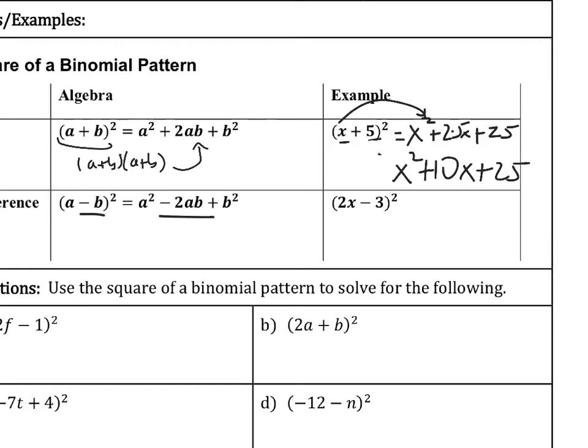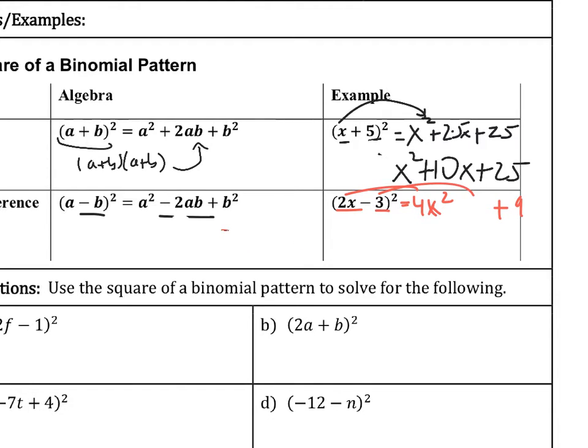Okay, so we square the first thing here. Now if it's 2x, 2x times 2x is going to be 4x squared, all right? And then I'm going to have minus 3 times minus 3. That's going to be a plus 9. And then we're going to multiply these and double these.